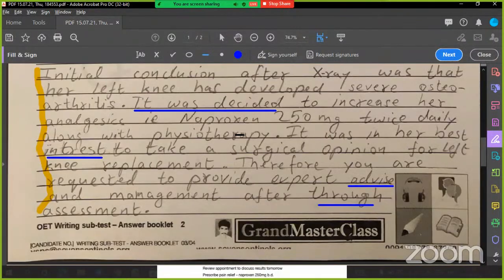So try to avoid it. You are writing too much. You are using passive voice: "it was in her best interest to take a surgical opinion." You are just beating around the bush. Simply say: "A surgical opinion was requested." Finished. Straight, simple. Is that clear?